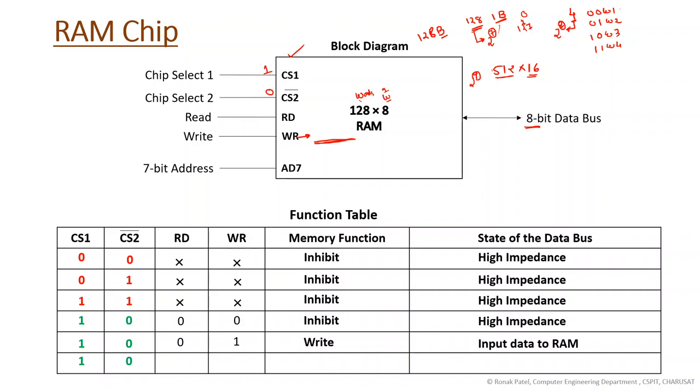The last one is again with the chip enabled. Now read is 1. When read is 1, we don't check write. The read will be performed. If write is 1, that won't be considered either; read will be considered. For a write operation, read must be 0 and write must be 1. So the memory function is read, and in that case it is output data from RAM. Whatever address you pass, it will locate that, and that word will be transferred to your data bus.